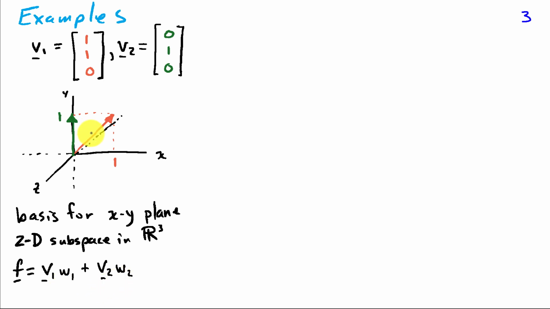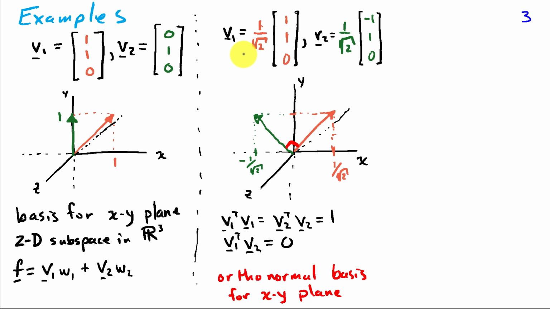Now these vectors are not orthonormal, because you can check that v1 transpose v1 is equal to 2, so v1 is not unit length. Furthermore, they are not orthogonal with one another, because v1 transpose v2 is also not 0. However, if I redefine v1 and v2 slightly, I can come up with an orthonormal set of bases. So let's define v1 to be 1 over the square root of 2 times 1, 1, 0. So I've just changed the length of v1 from the previous example. And then we'll define v2 to be 1 over the square root of 2 times minus 1, 1, 0.